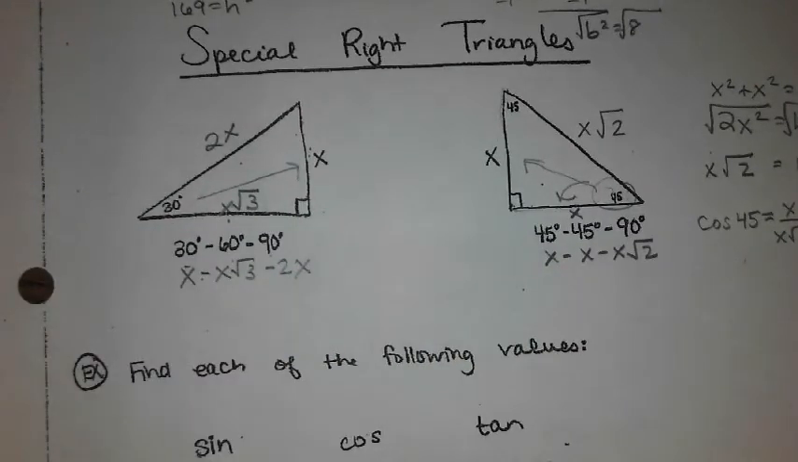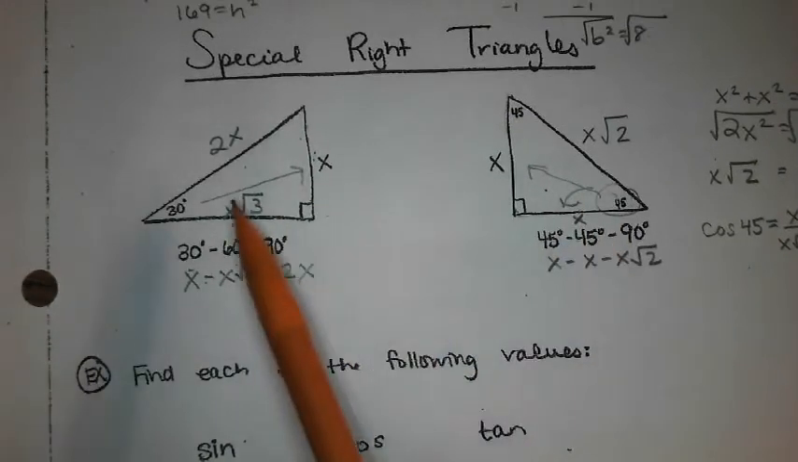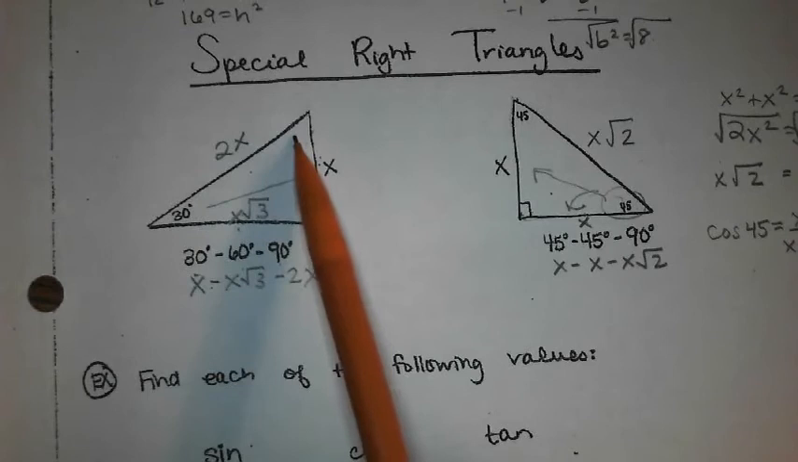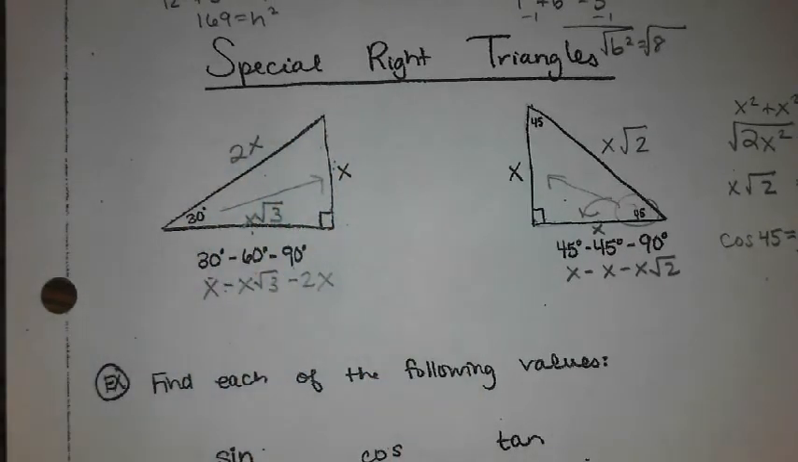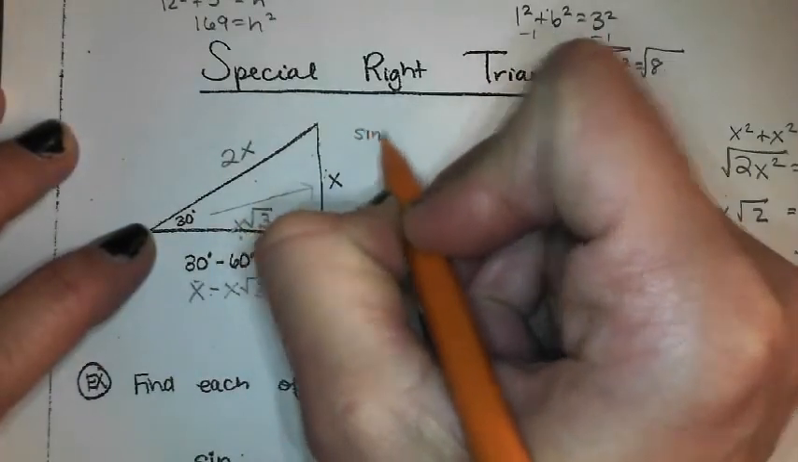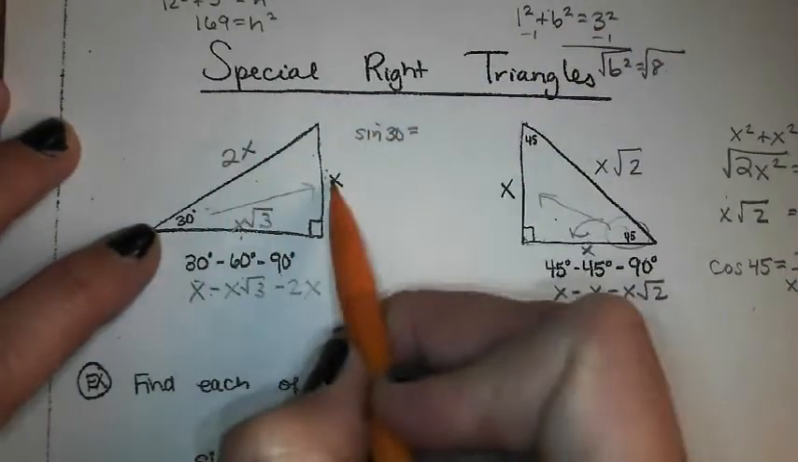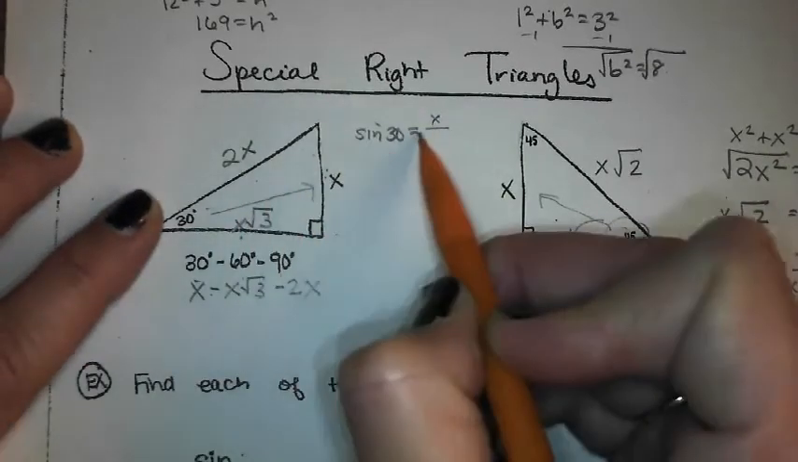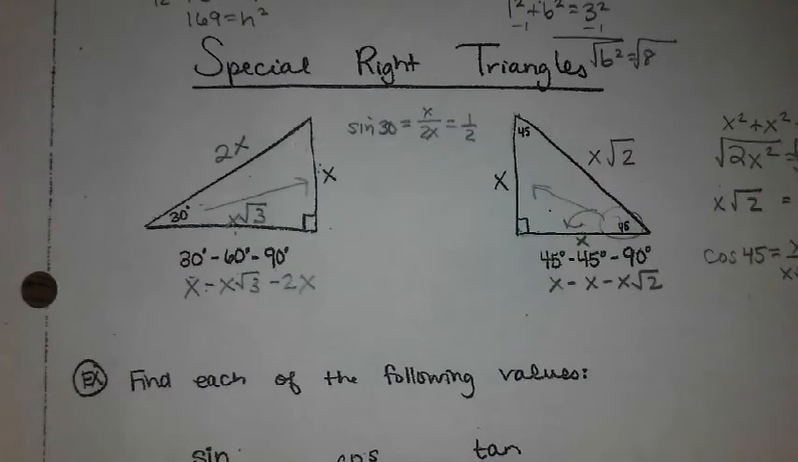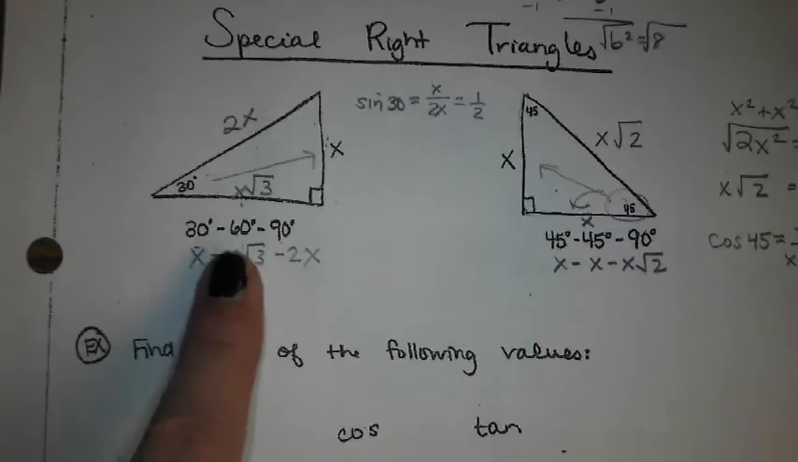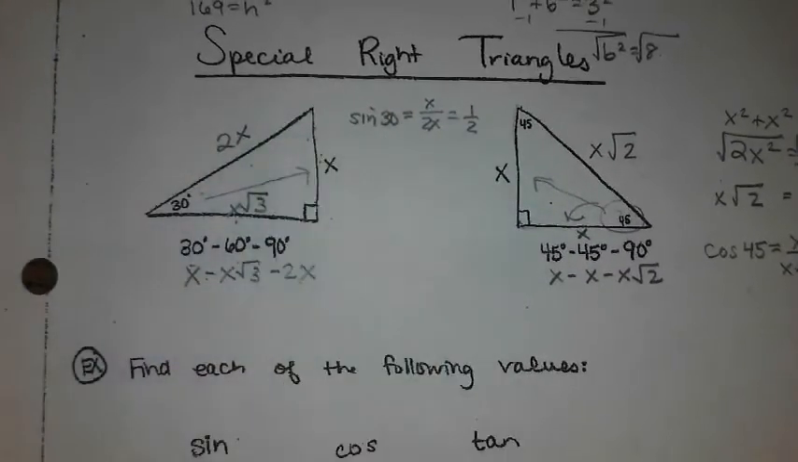And this is really why we memorize the 45-degree angles, the 30-degree angles, the 60-degree angles, because we know these special right triangle relationships. So now when we look for the sine of 30, we can do the opposite of x over the hypotenuse 2x, and that reduces to 1/2. No matter what triangle you're in, these ratios, if it's a 30, 60, 90, hold true. So we'll always get the sine of 30 to be 1/2.